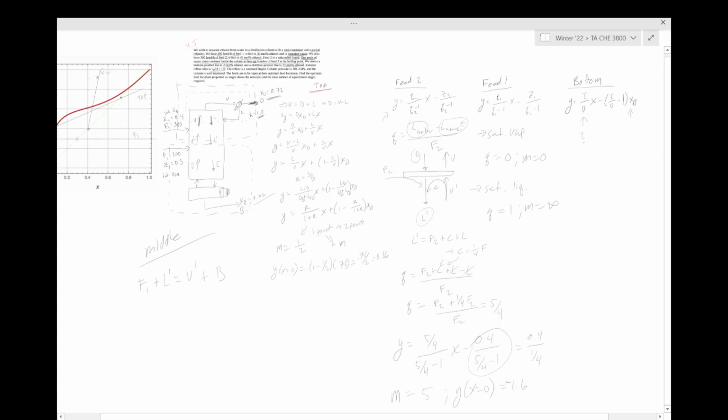Now, the reason we're not including the V bar and the L bar is because we need to take the envelope of including the feed. So to include the feed, we're going slightly above it, which means we're in this V prime and L prime phase. So the subscripts are going to be V prime and L prime, not V bar and L bar. So we have our overall mass balance for the middle section.